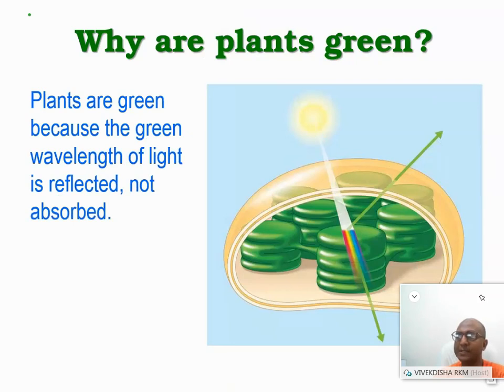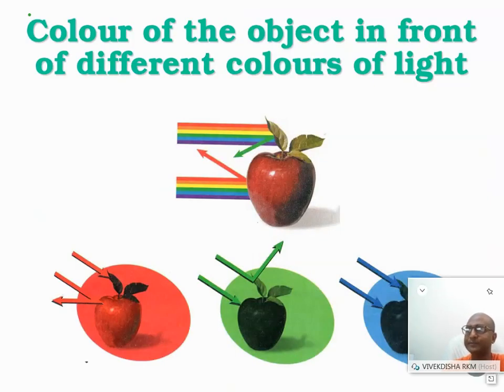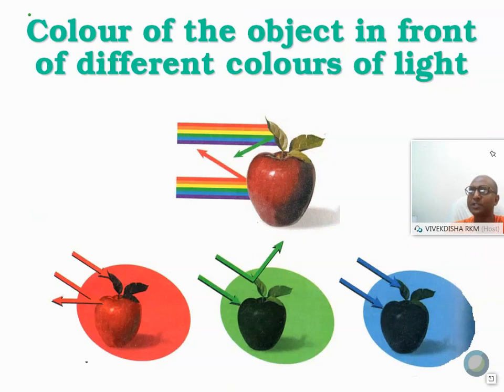So plants are green because the green wavelength of the light is reflected and not absorbed. This is the reason, and the same reason applies everywhere. We will also take up another example to understand it. Please write these things down. Next, another example: the color of an object in front of different colors of light.